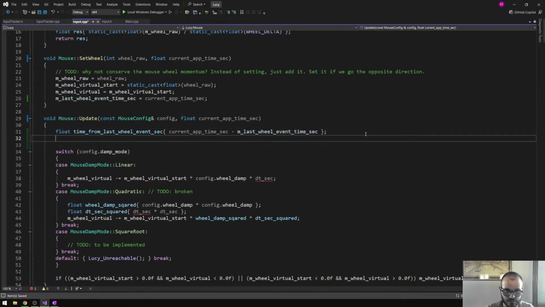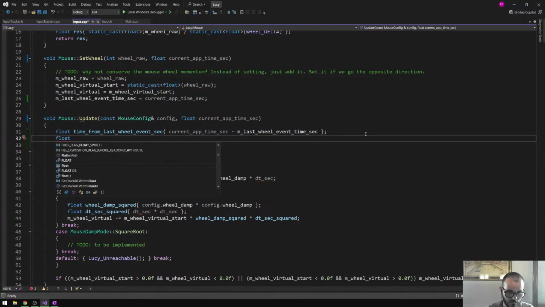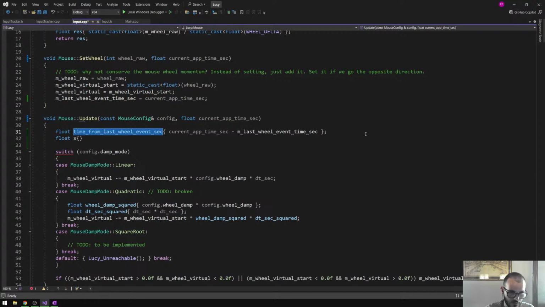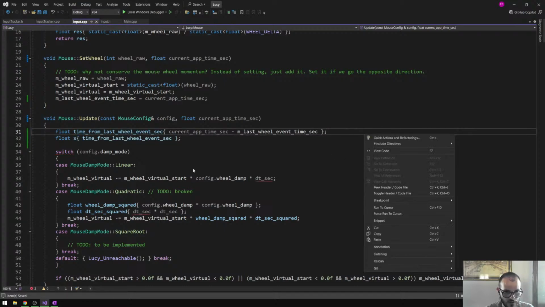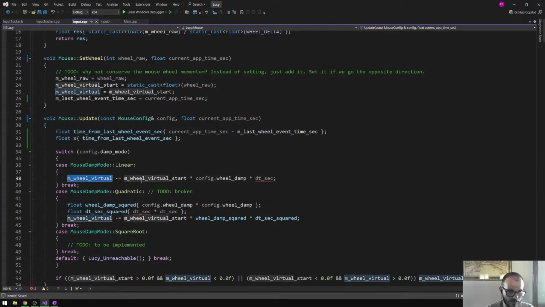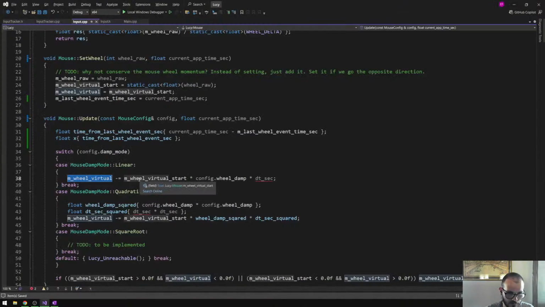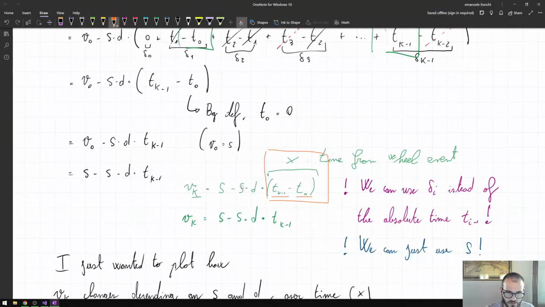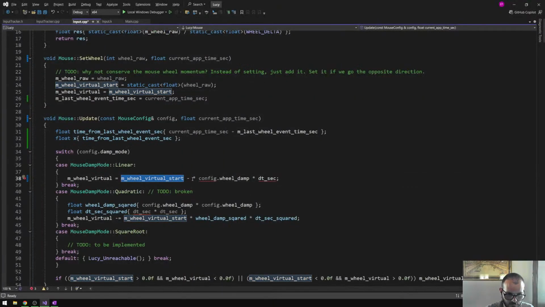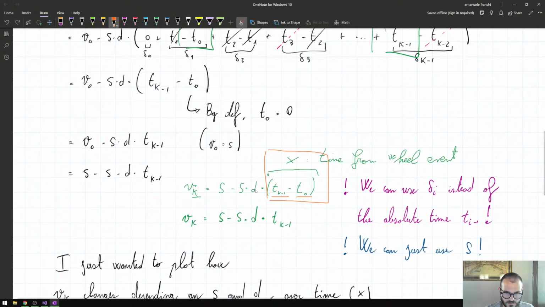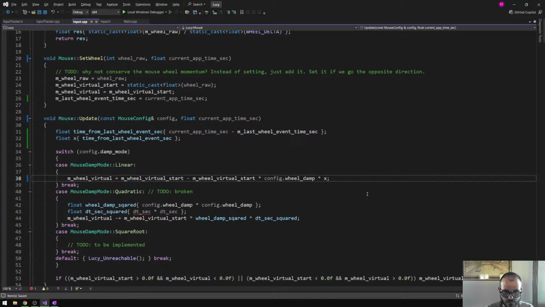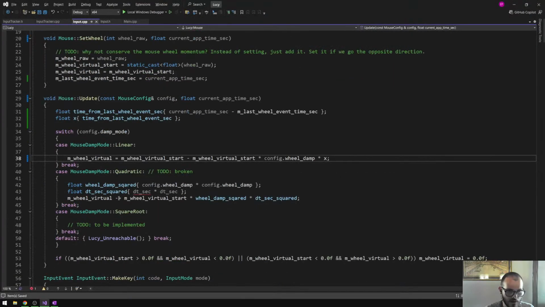Fantastic. Let's call it x, and then we say the wheel virtual. So with the linear, our virtual wheel is the start minus the start again times the damping factor times the x.